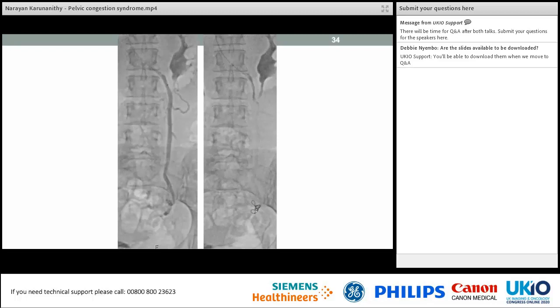Practice varies slightly. Some people would use coils to embolize the whole vessel, and in this case I've opted to embolize the bottom with a coil and then backfill the entire vein with the liquid sclerosant agent up to the level where the ovarian vein forms a confluence with the left renal vein.